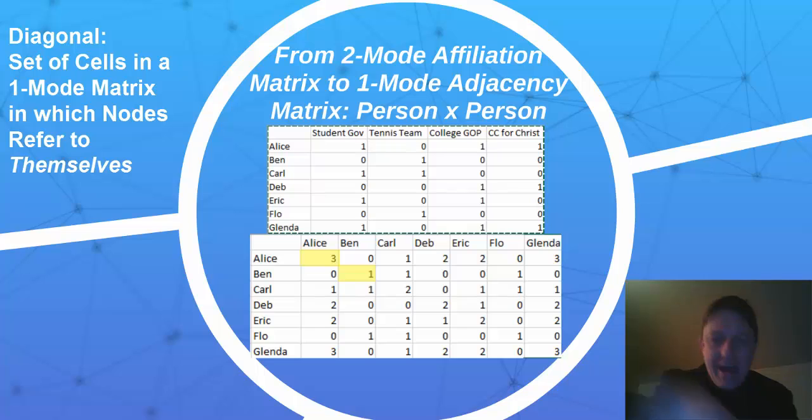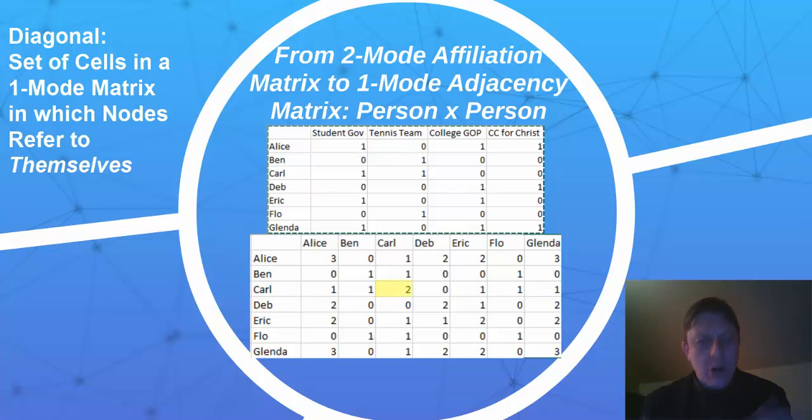Notice Ben in the diagonal, right? The diagonal is the set of cells in which a node is referring to itself. So going from Alice to Alice and then Ben to Ben, we see a 1. What does that mean? Oh, Ben is only a member of one group. Remember the tennis team? We can see that up top. If you need to follow through, go back, rewind, or pause the video, and you can see that for yourself. Looking up at the top, there's a 1 only for Ben in the tennis team. So Ben shares 1 group with himself. Oh, this is pretty straightforward.